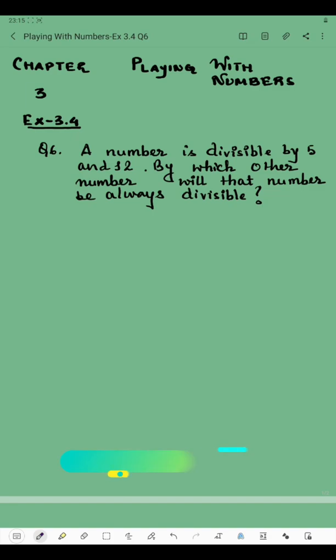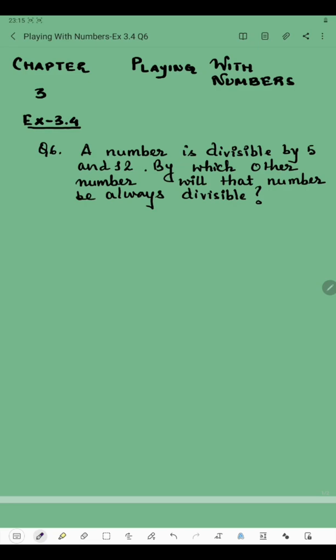Hello everyone, now I am going to start question number 6 of exercise 3.4. Question number 6 says a number is divisible by 5 and 12. Now what does it mean a number is divisible by 5 and 12? If a number is divisible by any number, then we get 0 as remainder.